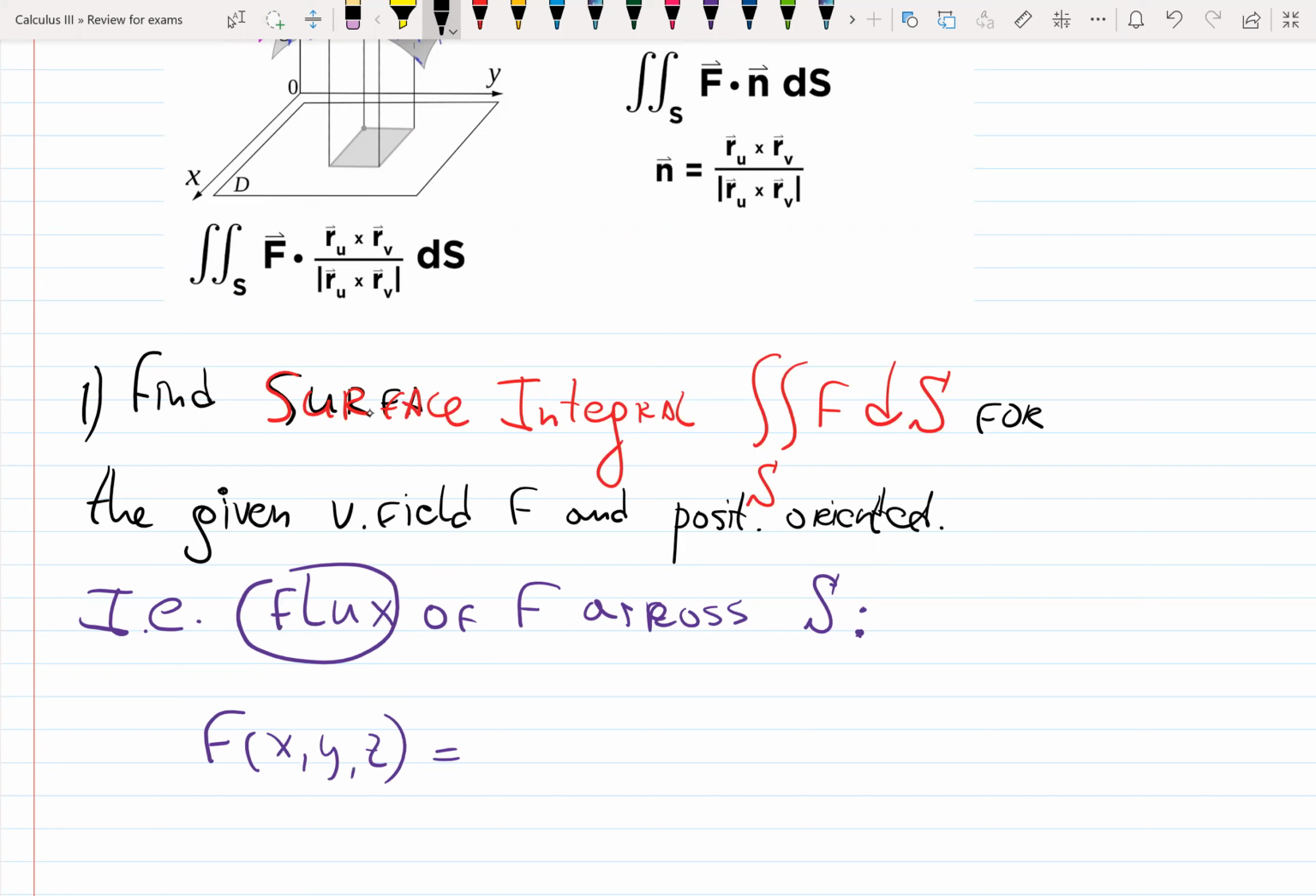F is 4x i plus 4y j plus 4z k. And now you change the color. Okay, that's very late. S is a sphere.